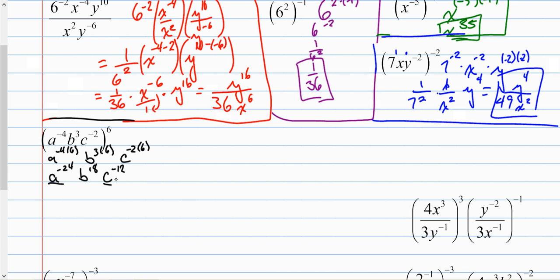The a and the c both have negative exponents. I would like to move them down to the denominator. So b stays up in the numerator with its exponent of 18. And I have an a to the 24 and a c to the 12 down in the denominator.